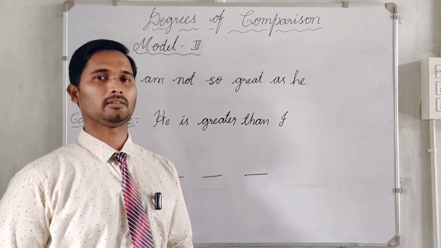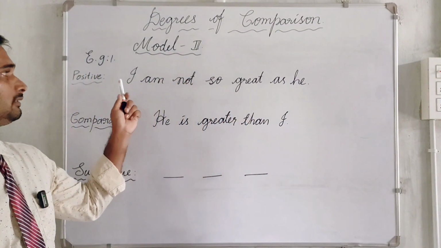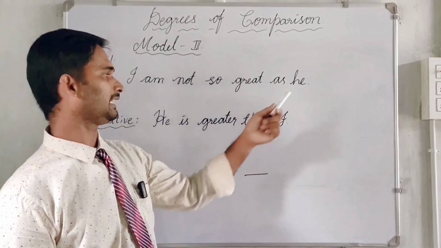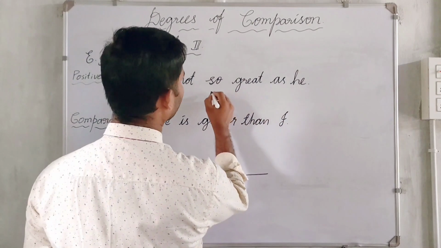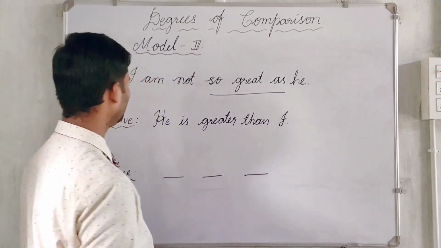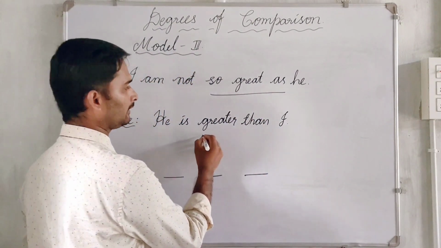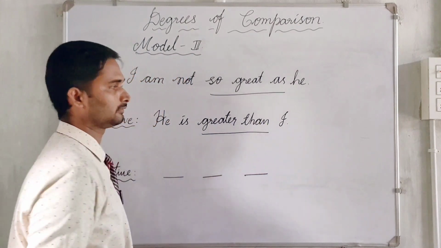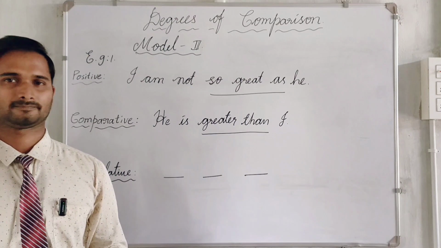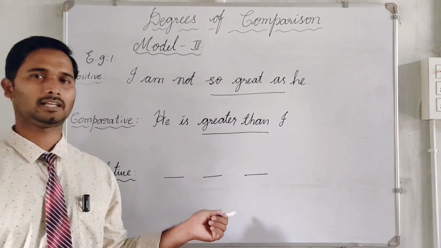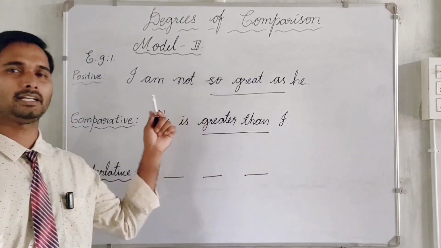Degrees of comparison, Model 3. Let us see some examples. I am not so great as he. Here comparison is made only between two. This is the positive one. And the comparative form is: he is greater than I. The comparison is made only between two people. And this Model 3 does not have the superlative form, only the comparative and the positive.